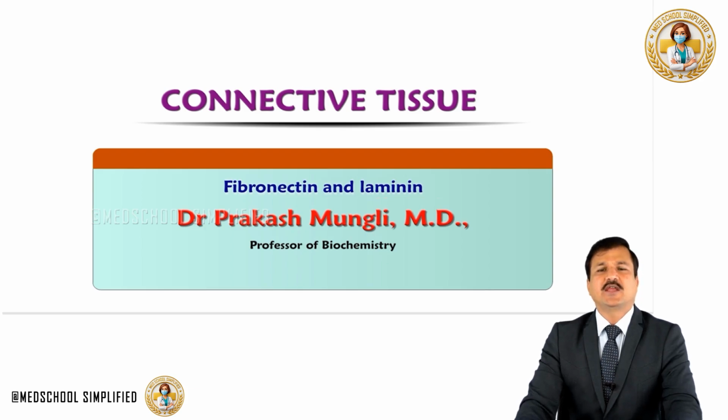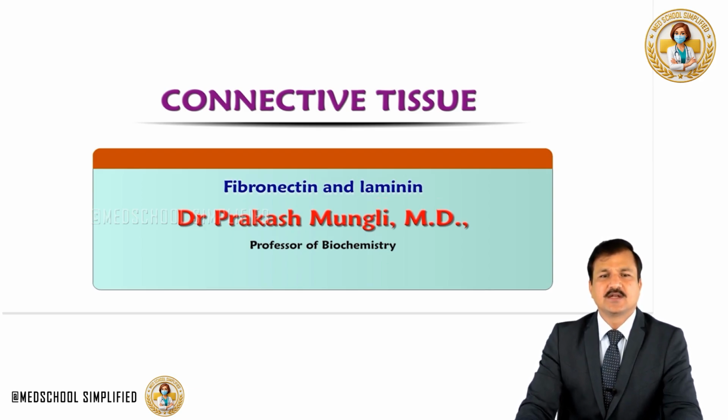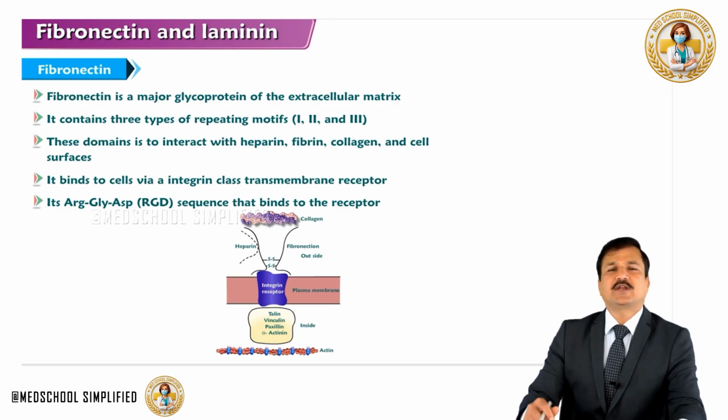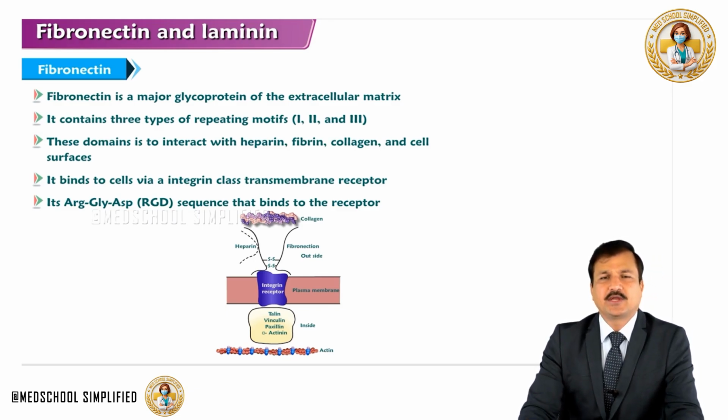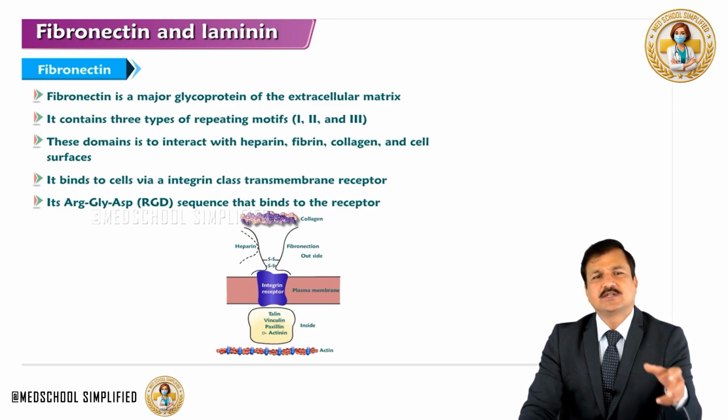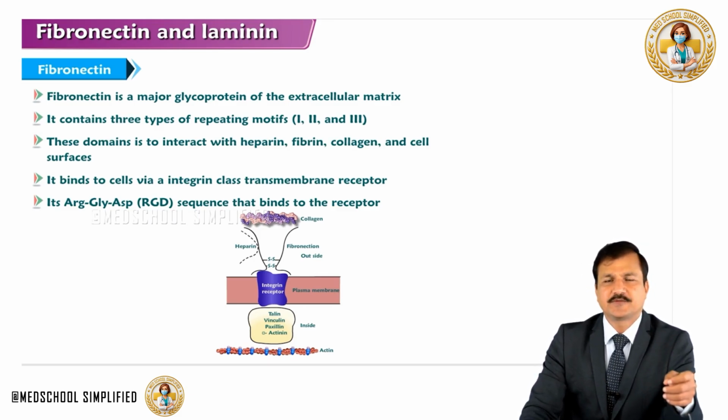So in this connective tissue lecture series, I will be going over fibronectin and laminin. Let's get into the details. Fibronectin is a major glycoprotein present in extracellular matrix. It contains three types of repeating motifs, that is type 1, 2 and 3.